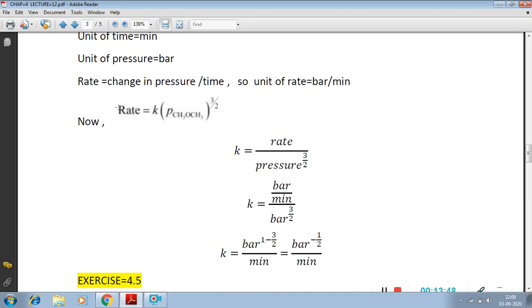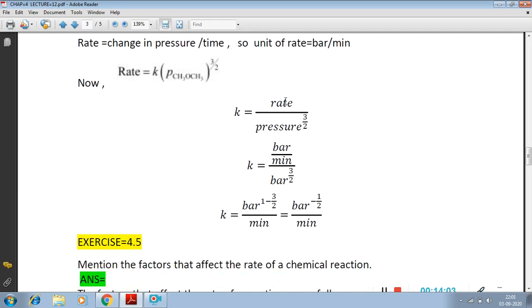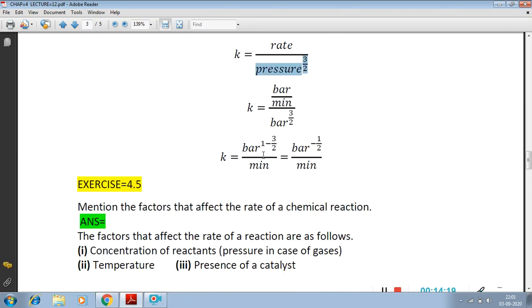Now secondly, we have to find out the unit of K here. Here you can see this equation, rate is equal to K into pressure of ether raised to 3 by 2. From that you can write K is equal to rate divided by pressure raised to 3 by 2. Now the unit of rate is given right here, bar per minute. So here I have written that only, bar per minute divided by the unit of pressure, again bar, raised to 3 by 2.